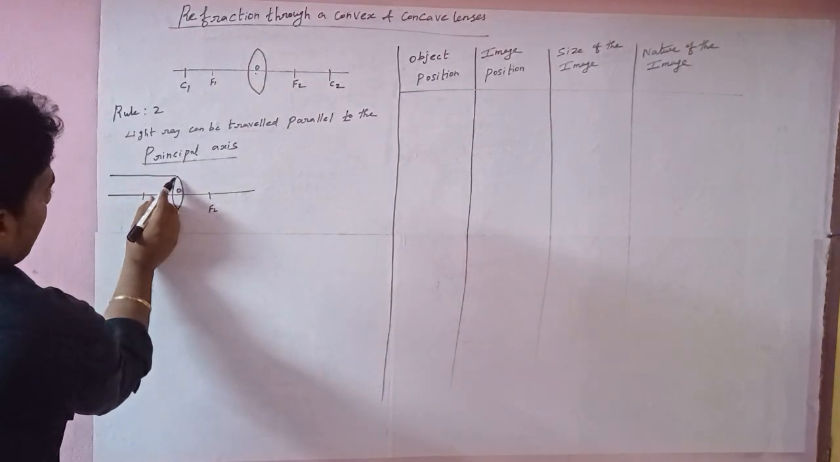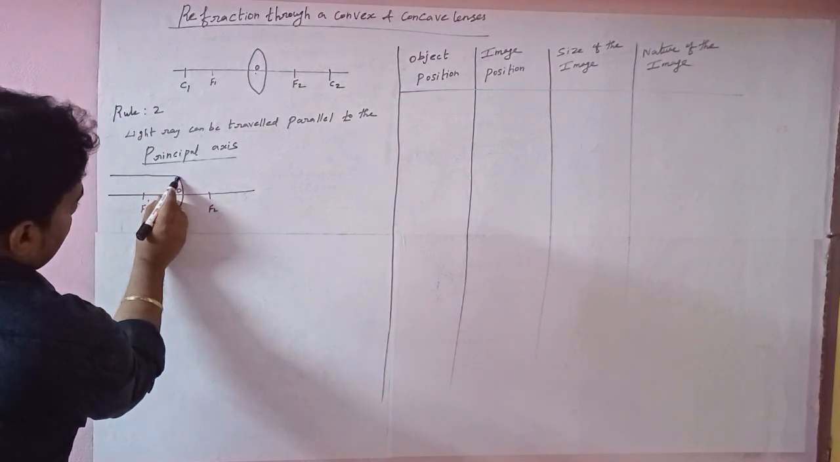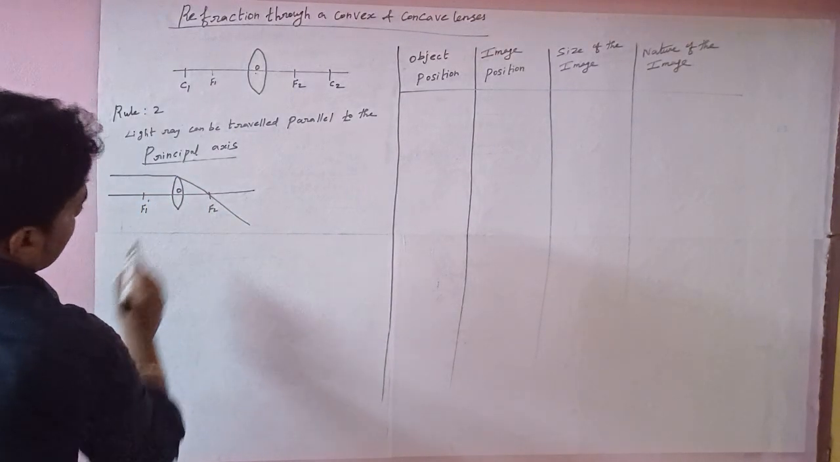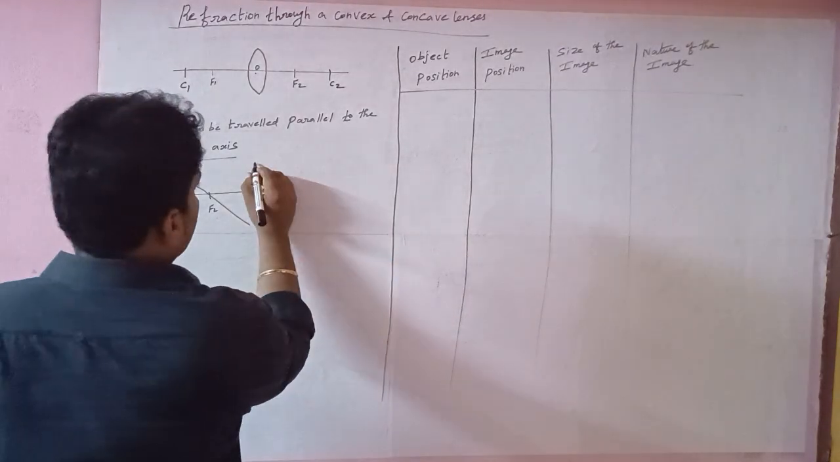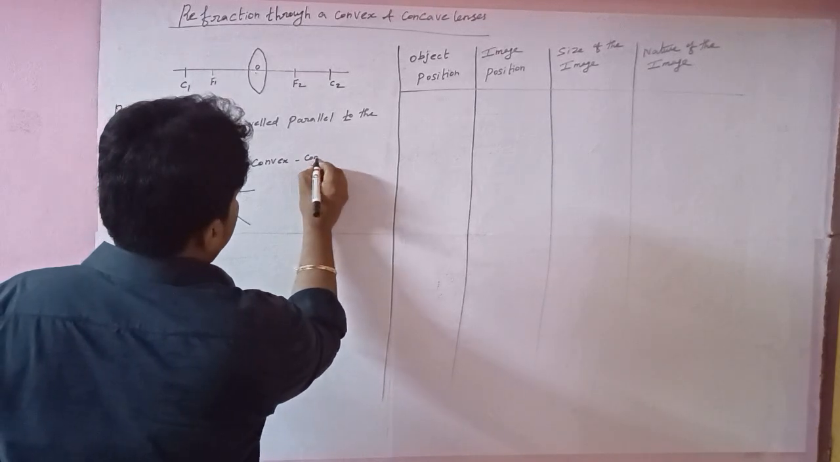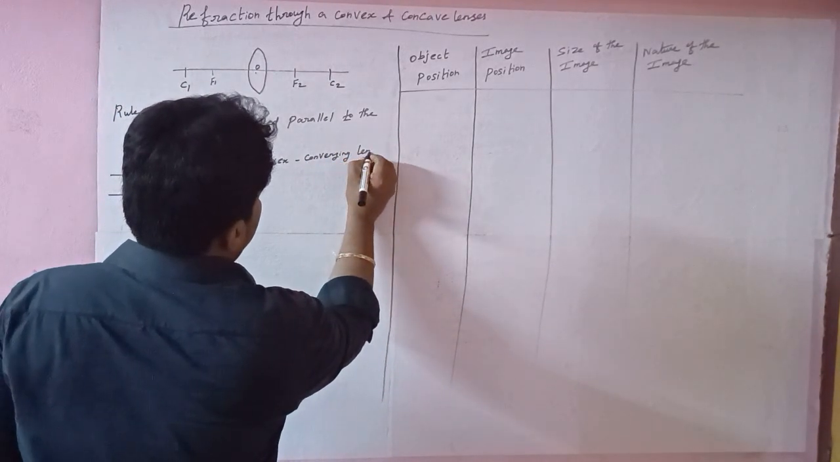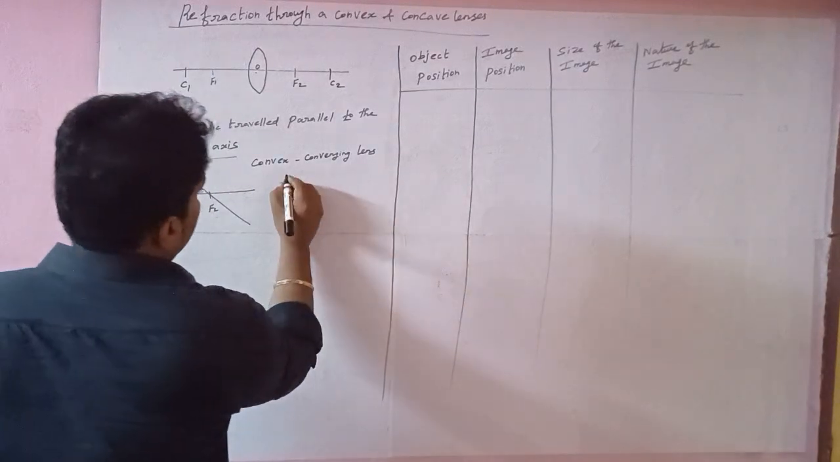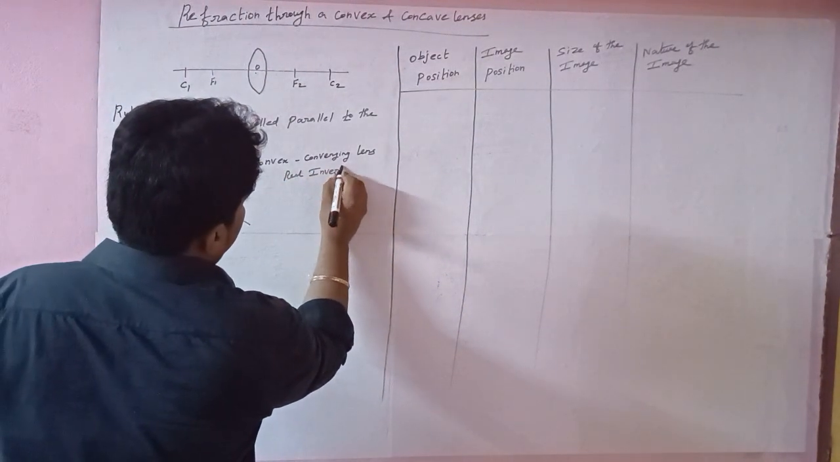Again, the light ray will fall on the lens. So the light ray will bend, and the bending light ray will converge at F2, because the convex lens is a converging lens. So you will get a real and inverted image.